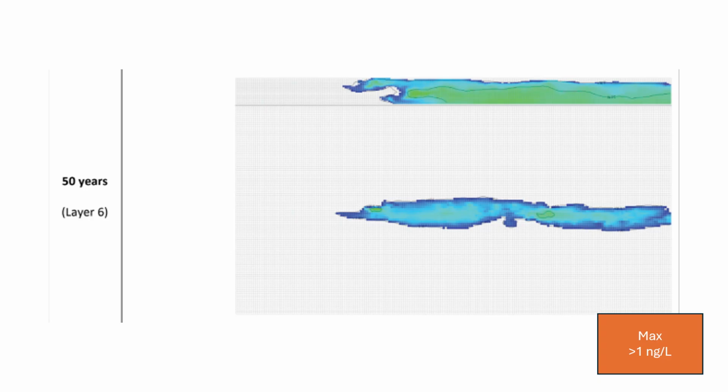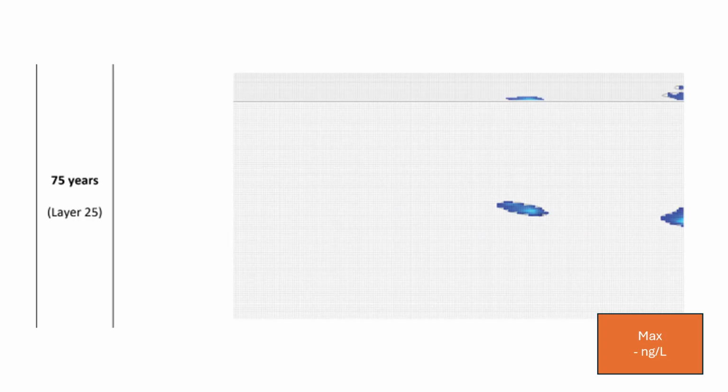After 50 years, the PFOA-only source is no longer contributing to the leaching, and the max concentration is less than 1 nanogram per liter throughout this plume. And the plume is now over 1,100 meters distance from the source location, which is also beyond the boundary limits. At 75 years, the plume is much smaller and has very small concentration.